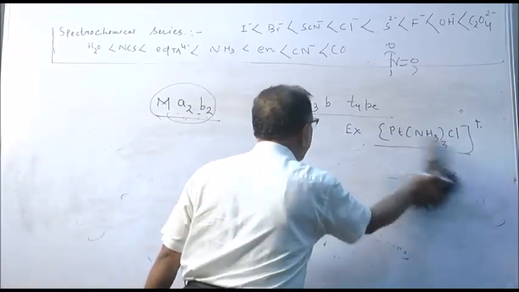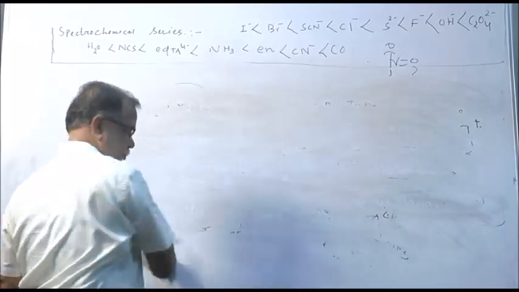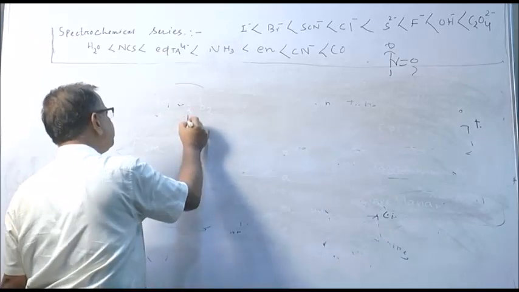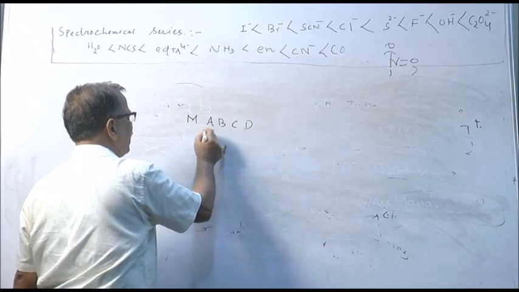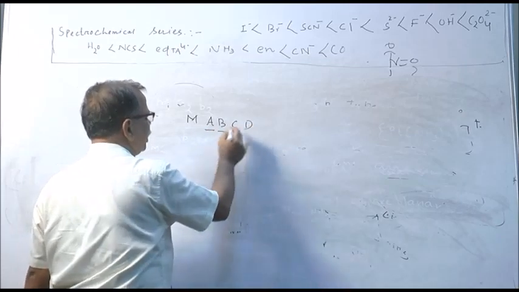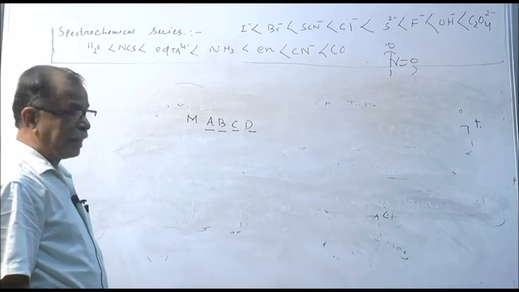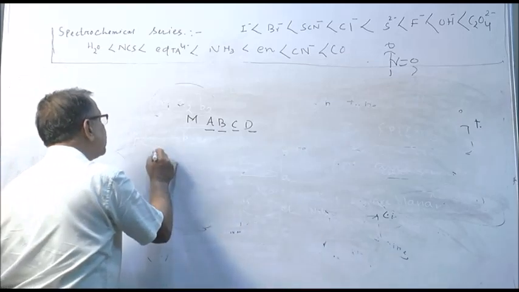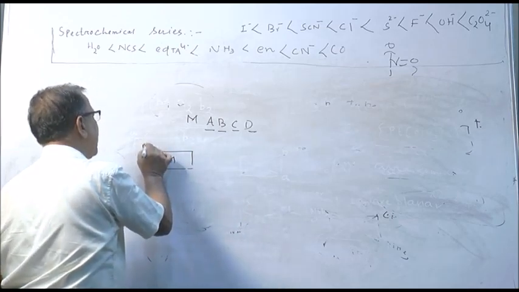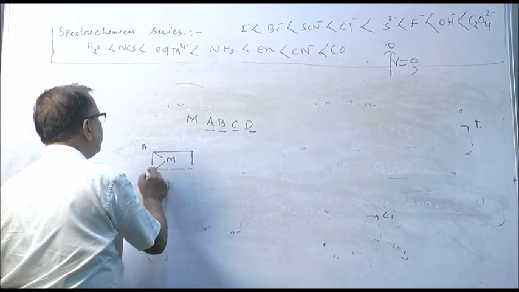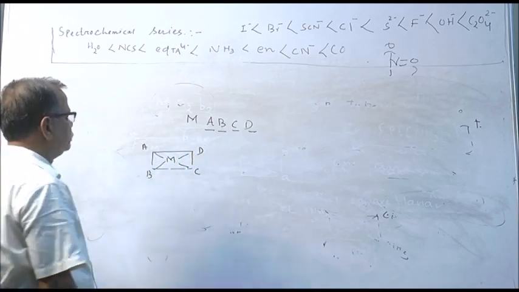Another type is M, A, B, C, D, where 4 ligands are different. If the 4 ligands are different, M in square planar, A, B, C, D, where A is the ligand, B is the ligand, C is the ligand, D is the ligand. 4 different types of ligands are there. In that case, what we look at here, M, A, B, C, D. One form like this, we get like this.